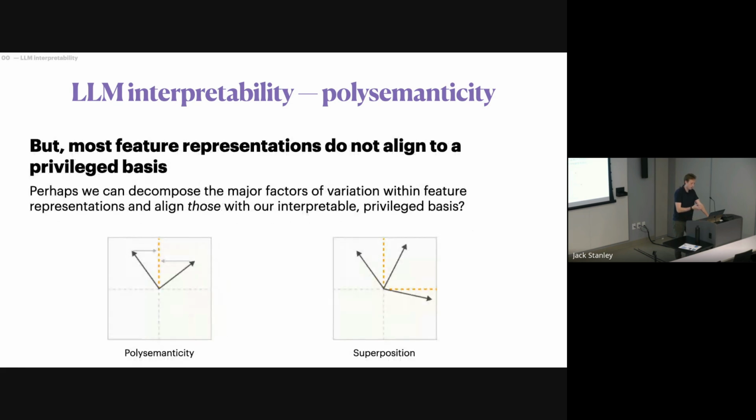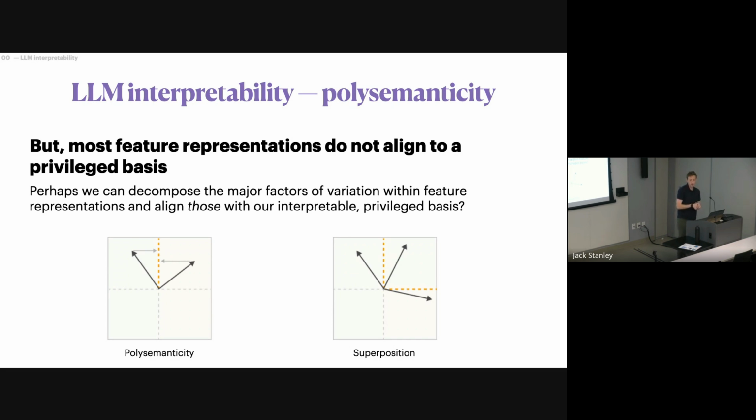The issue here, though, is that most feature representations don't align with the privileged basis. As you can see in the superposition cartoon here on this slide, if you have two basis vectors, which are the orange dashed lines, and three of these feature vectors, there's really no way to align these with the basis while preserving the relationship between them. But perhaps we could, and this is something that we didn't attempt but would very much like to look into further, decompose these major factors of variation within the feature representations to better align those with the interpretable privileged basis.